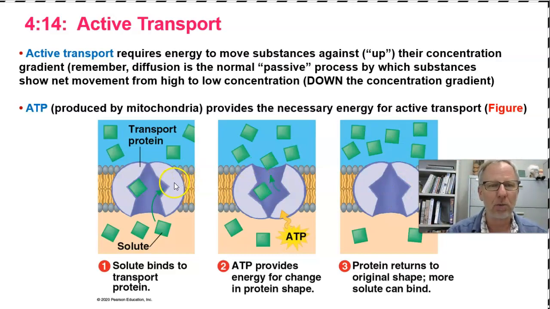You've got a transport protein. There's the phospholipid bilayer on the left side of the figure. It's showing you there's a higher concentration of substance up on the outside of the cell on the top and a lower amount on the inside. But the cell needs to move the substance from low to high. So it takes ATP, the middle panel of the figure, is supplying energy to basically grab onto those molecules and move them from low to high. That is active transport.